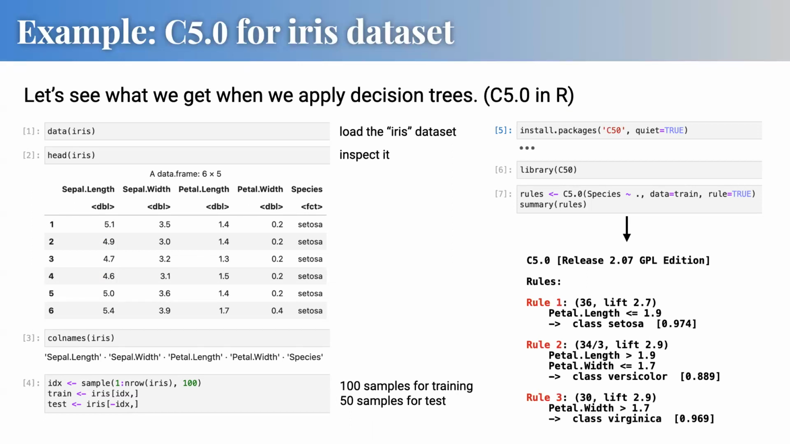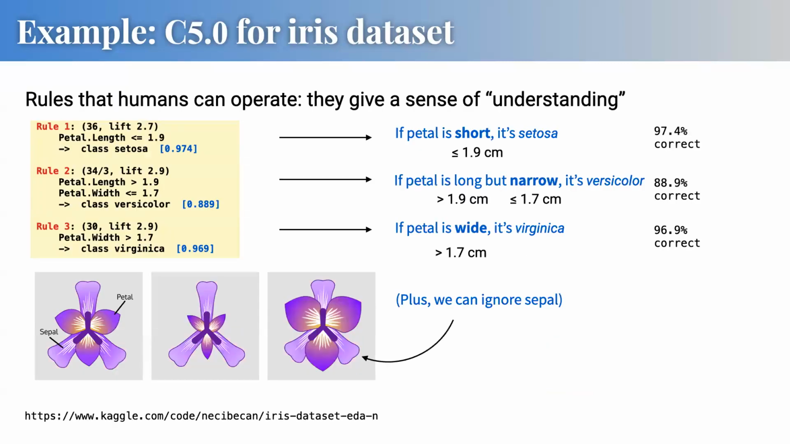Now we will investigate this in detail. If we rephrase these rules: if the petal is short, then it should be Setosa, with a probability of 97%. If the petal is wide, then it's Virginica. And if the size is in the middle, then it should be the last one, Versicolor. Probably you can guess which is which. For the first one, we don't use the sepal, so we can ignore the sepal. The only feature we need is the petal.